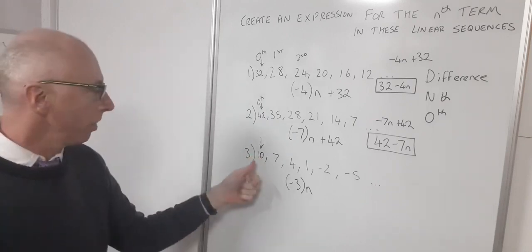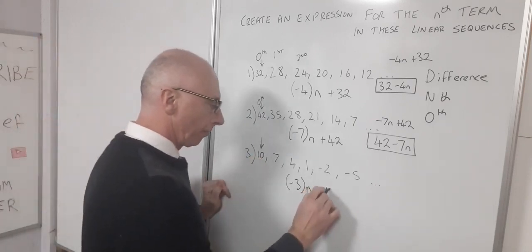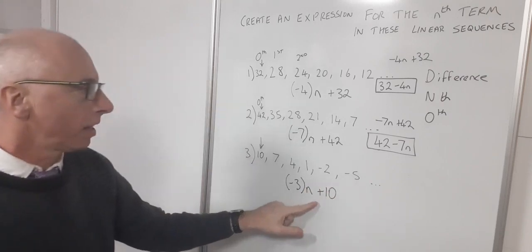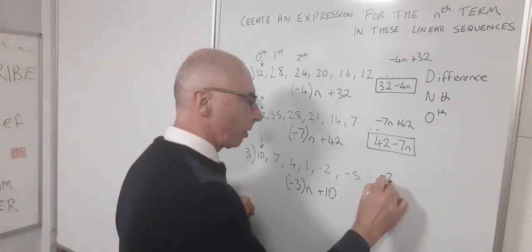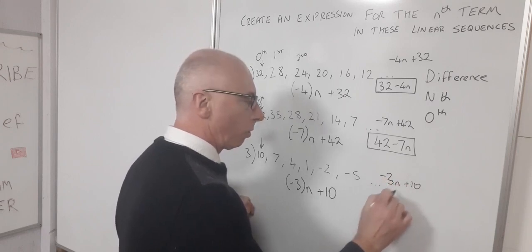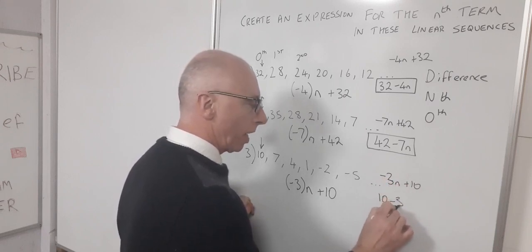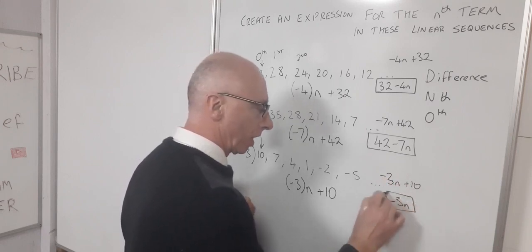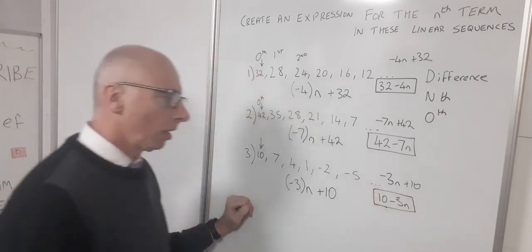So then we add on our 0th term. So that would be that. So again, this sequence we write as minus 3n plus 10. Or we could write it even better as 10 minus 3n. Okay.